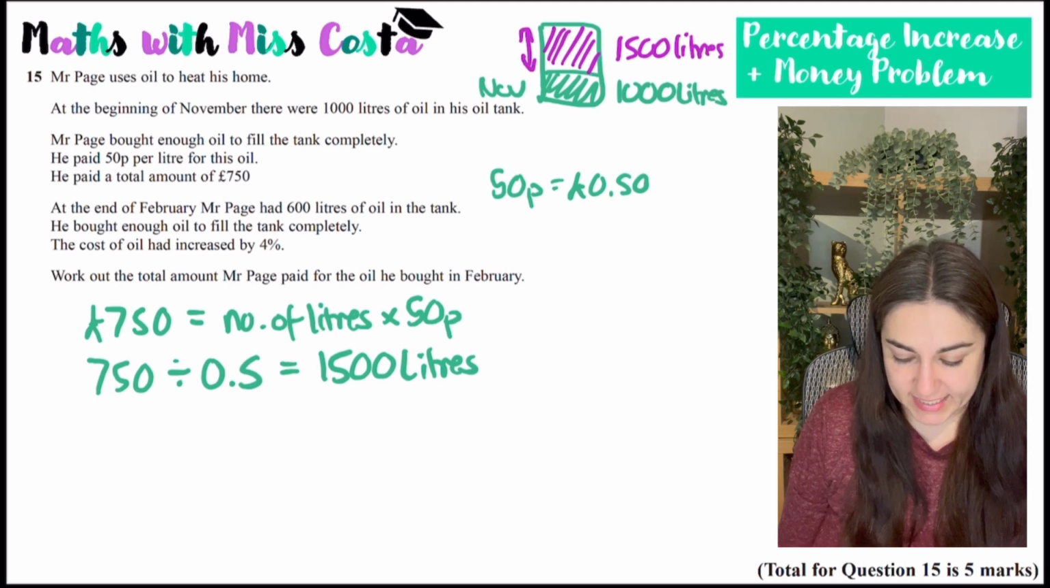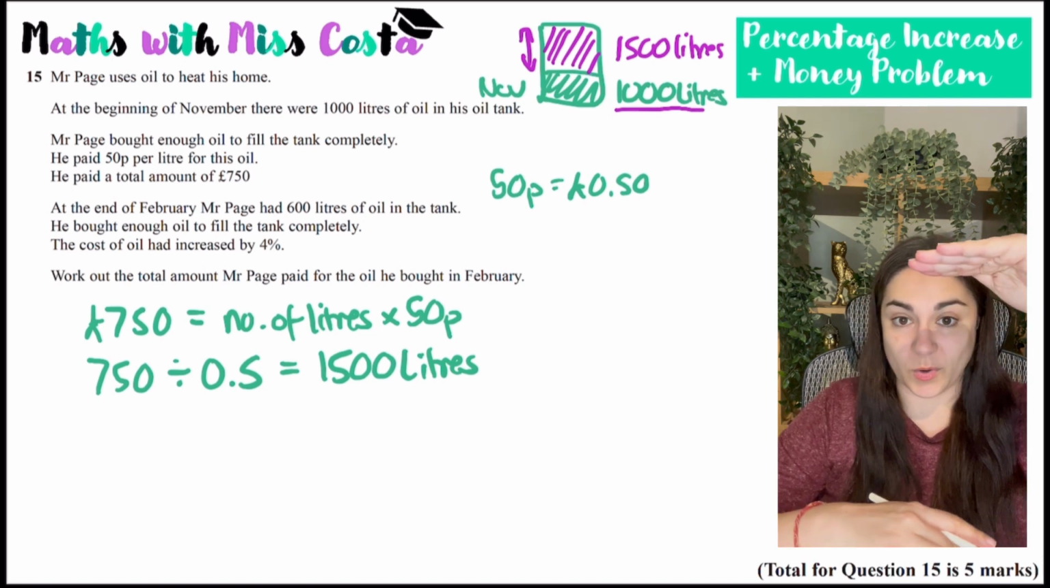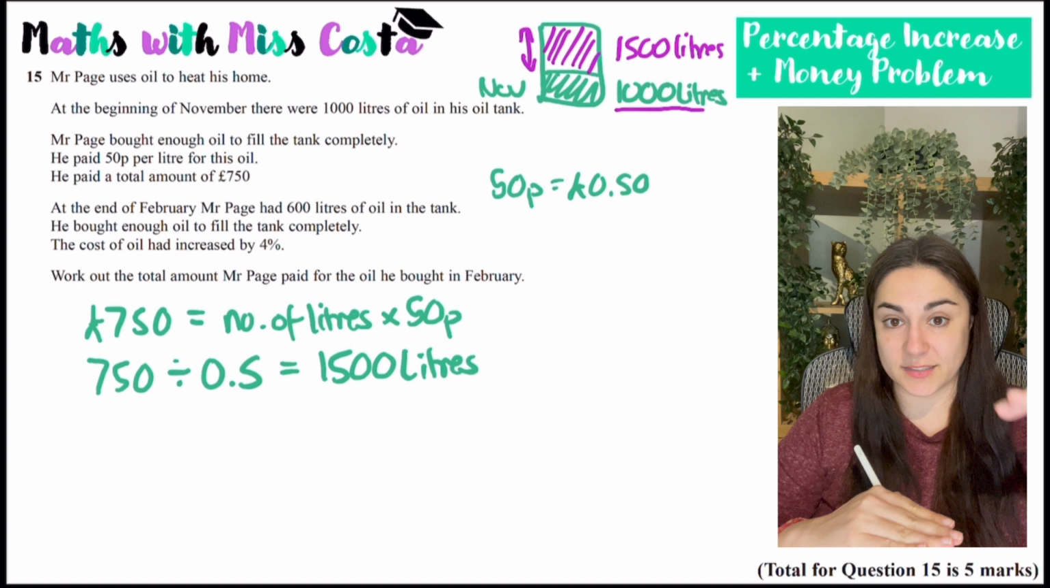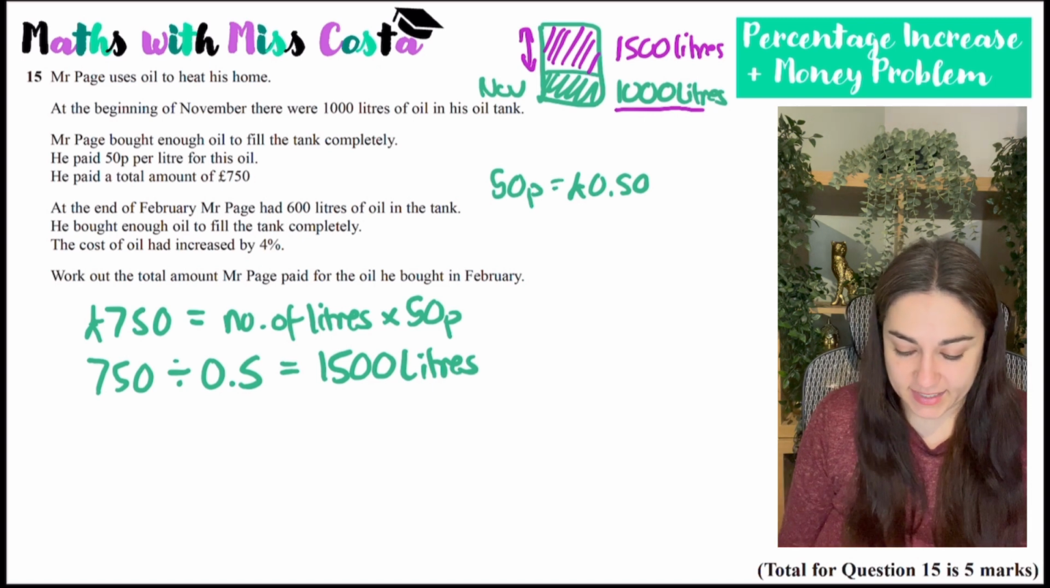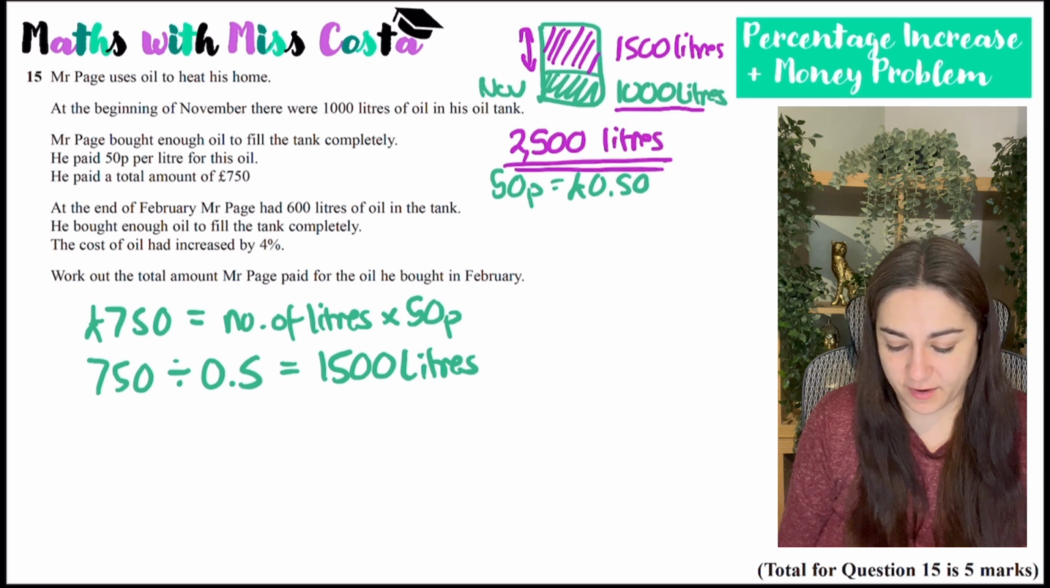So that must mean that the tank has a capacity. Capacity just means how much liquid you can hold. So it can hold 1,000 plus 1,500 litres. So in total, the tank has a capacity of 2,500 litres. It can hold 2,500 litres in it.